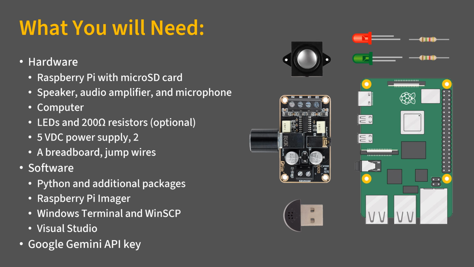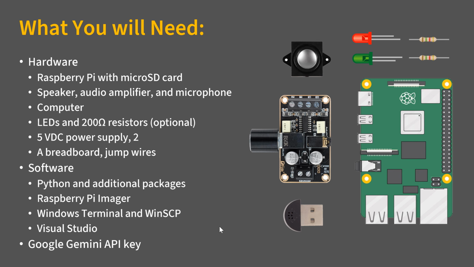To install Raspberry Pi OS on the micro SD card, we also need a Raspberry Pi Imager. To log into Raspberry Pi, we also need Windows Terminal, and WinSCP to transfer files too. I use Visual Studio to write the Python script. You can also use other programs. At the end, we also need a Google Gemini API key. Or if you use OpenAI's ChatGPT, you also need an API key for that one too.